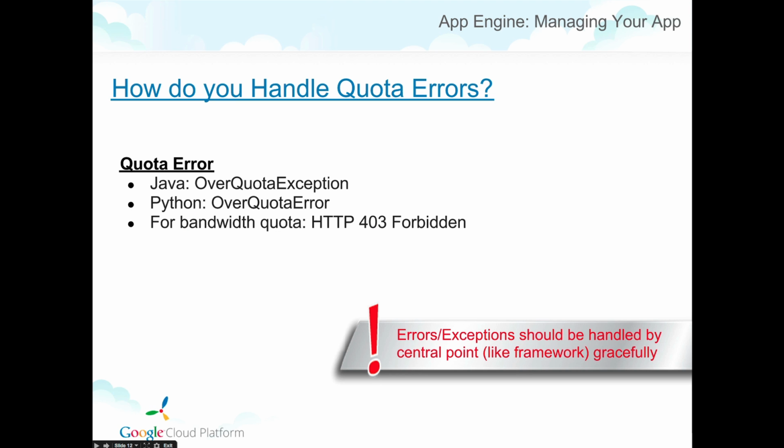So how would you handle these quota errors that you get? You can also catch these exceptions as they happen. For example, if your application still works fine, but your task queue runs out of quota, you could handle that gracefully. The way you do that is, in Java, we throw over quota exceptions, or in Python, we give you an over quota error. So you're always going to want to check for it in your application when you run into this.